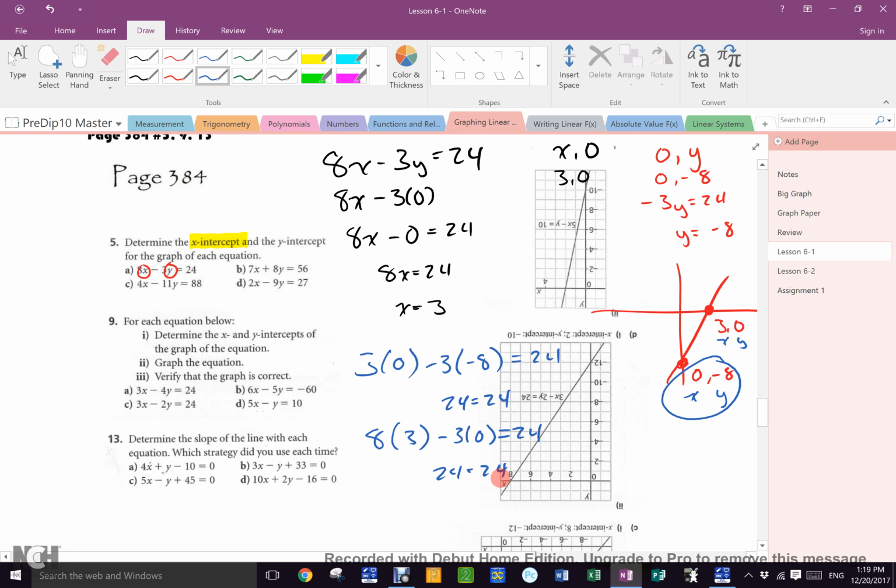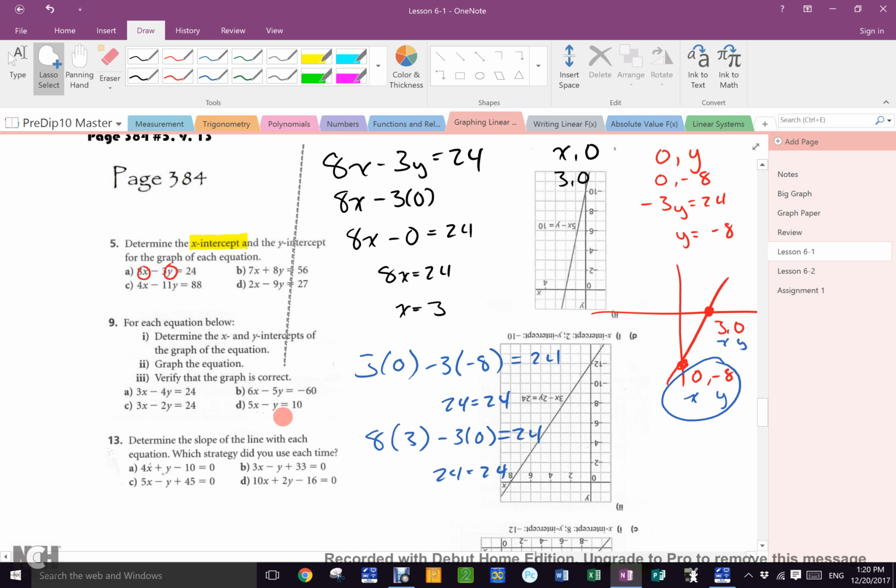Does 24 equal 24? Yeah. So what you have done is you've taken just the x and the y, but that point, 3 comma negative 8, isn't on the line. These are the points that are on the line. So the x and y have to be the same spot, because every point on the line has both an x and a y. Got me? Is everybody cool with that?